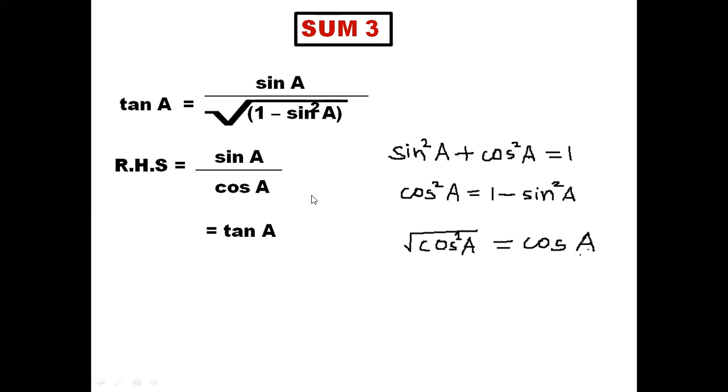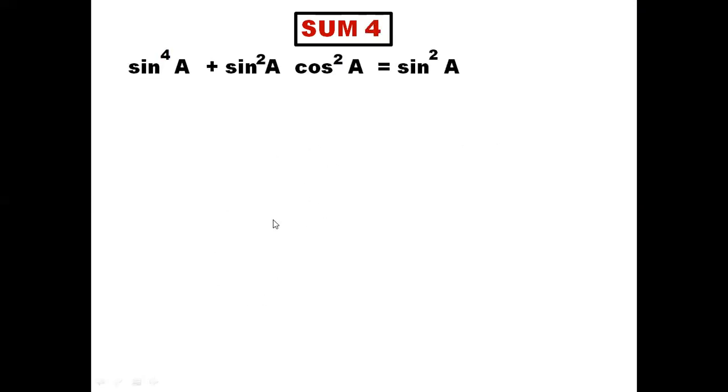Here we have started with the right hand side. Now moving on to sum 4. Here we have to prove sin to the power 4 A plus sin square A cos square A equals sin square A. So here you can see that we can take sin square A common, right? So we take sin square A common.